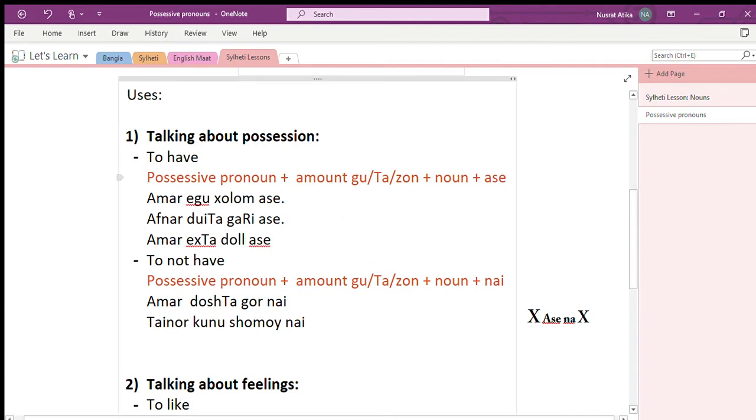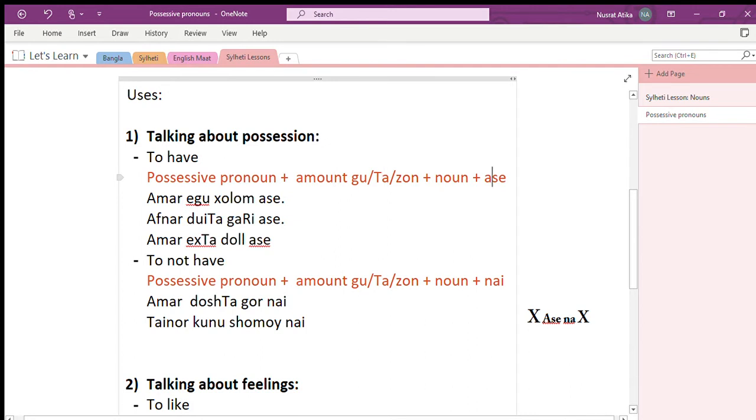As you can see here, the first one is to talk about possession, to talk about having something, to have. So here's the structure we're going to use. First, we're going to put the possessive pronoun, then we're going to put the amount and the suffix gu, ta, zon. I hope you remember when to use which one. If you don't, you can check out my noun videos, and I believe I talked about this in that video. So amount and then suffix, then noun and then ase.